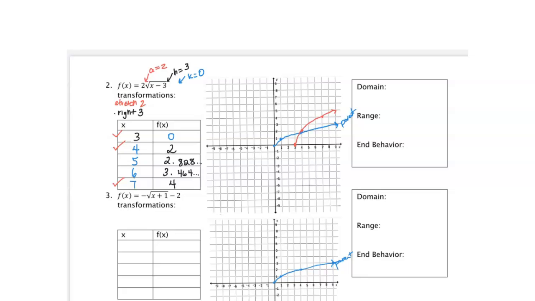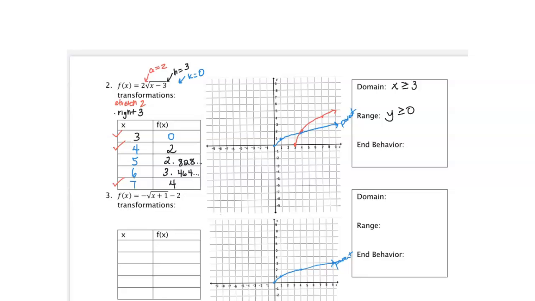Okay, if we think about our domain, it is all of our possible x values. So in this case, the smallest x value that we have is a 3. So we have x is greater than or equal to 3. I think I said negative 3, but I mean positive 3. So all of our possible x values are greater than or equal to a positive 3. So x is greater than or equal to 3. Our range, our smallest y value is a 0 here. So y is greater than or equal to 0.